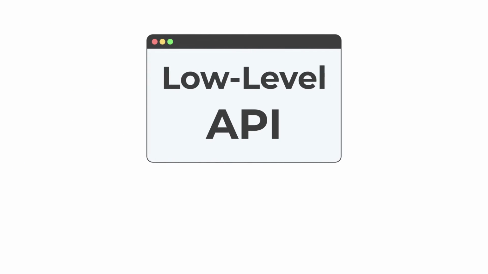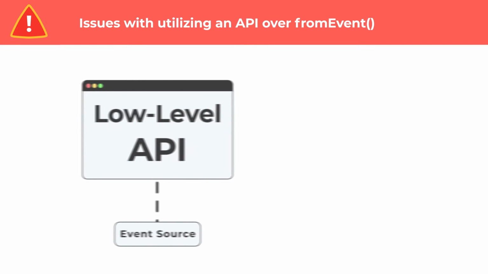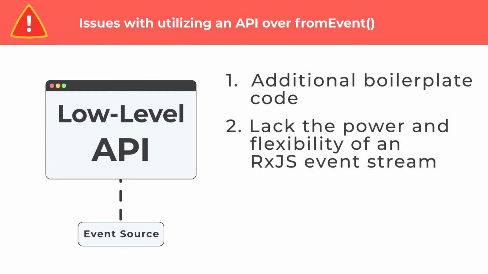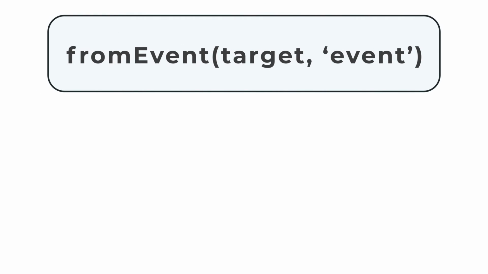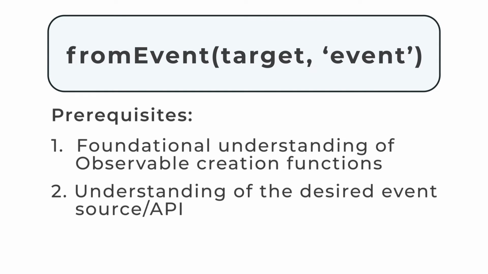We can, of course, just use lower-level APIs to listen on any events being published by the source we're interested in, and this approach works fine, but we're presented with a couple possible issues. First, we're left to write additional boilerplate code for explicitly adding and removing event listeners. Second, we lack the power and the flexibility of an RxJS event stream. So in order to get moving with fromEvent, we'll need the following: a foundational understanding of observable creation functions, and an understanding of the desired event source and its API, for example, a DOM event target.